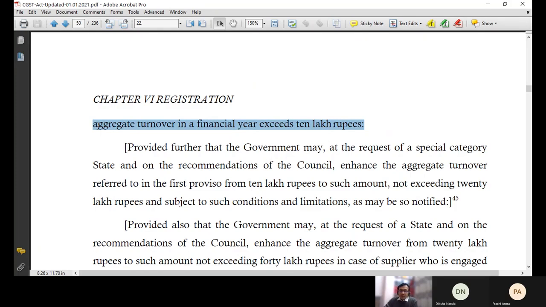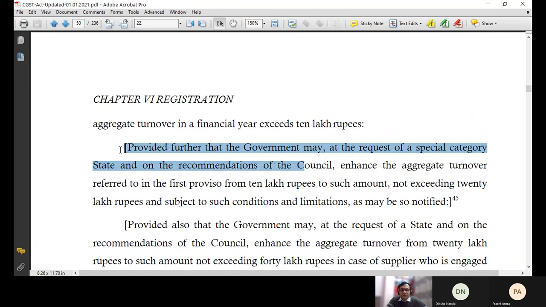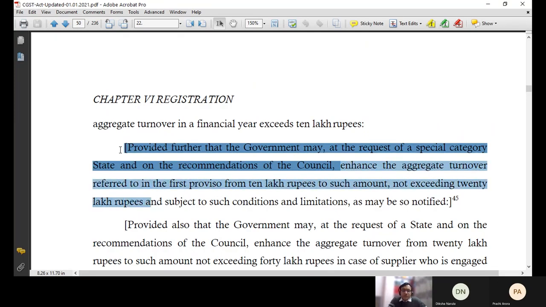Another exception, provided also. It is my second exception to section 22 subsection 1. This is how we interpret or read the Act. Provided further that the government may, at the request of a special category state and on the recommendation of the Council, increase the aggregate turnover referred to in the first proviso from 10 lakh to such amount not exceeding 20 lakh rupees. So if any special category state requests the government, and if the GST Council recommends that request, it can be done.